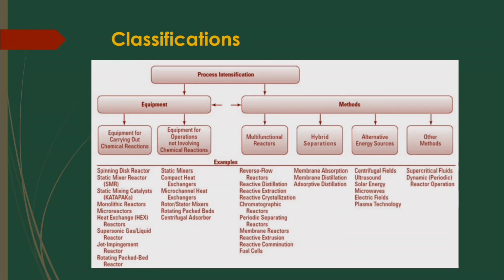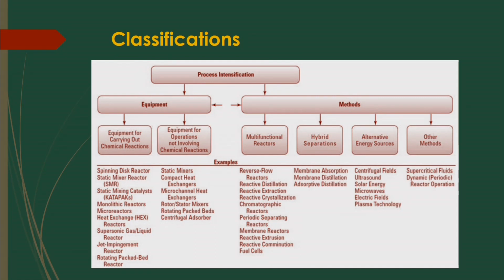Now, as per process intensification, some equipment has been developed like the spinning disk reactor, static mixer reactor, static mixing catalyst, even monolithic reactors, micro reactors, heat exchange, even supersonic gas liquid reactor, jet impinging reactor, even rotating packed bed reactor, static mixers for improving the mixing process, compact heat exchanger, micro channel heat exchanger for increasing the heat transfer, even rotor stator mixers also, rotating packed beds to get more interfacial area and more contact, even centrifugal adsorber to intensify the separation process.